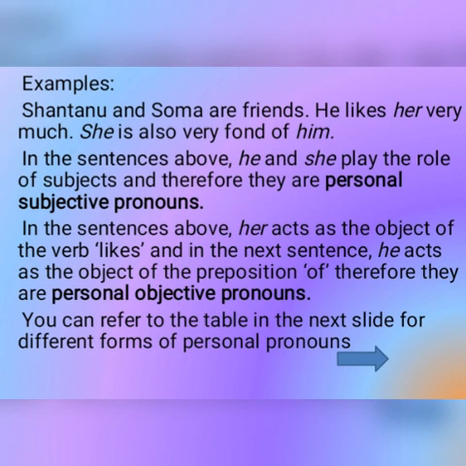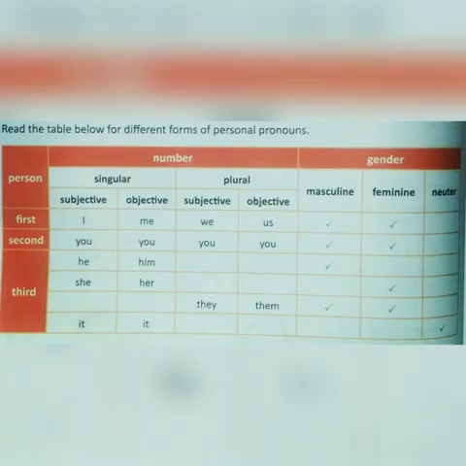Like if we are saying he likes her very much, then he becomes the subject in the sentence. And he likes her means she is receiving an action from the subject he, so her becomes the object. In the sentences above, her acts as the object of the verb likes, and in the next sentence, him acts as the object of the preposition of. Therefore, they are personal objective pronouns.